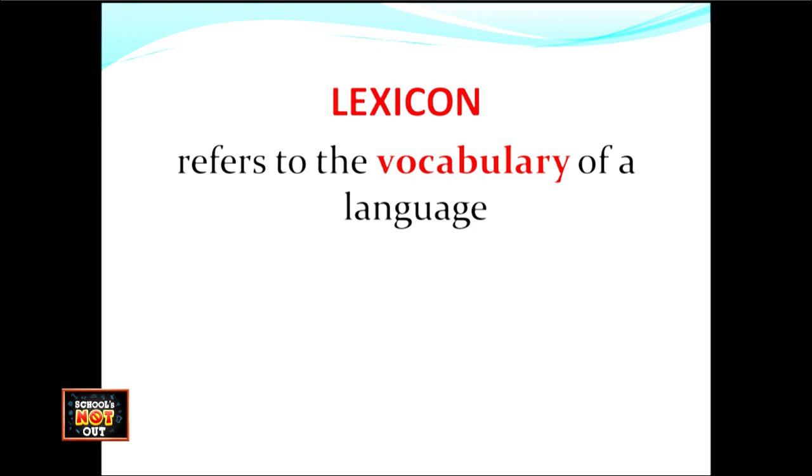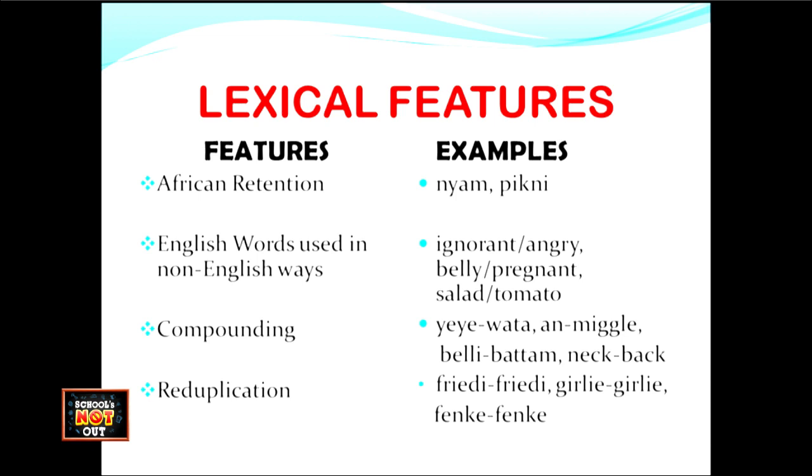Lexicon. Have you seen that word before? So when we talk about lexicon or lexical items, we are referring to the vocabulary of a language, the words that make up a language. So let us see what are these lexical items that we can identify in Jamaican Creole. So the first feature we have is African retention.